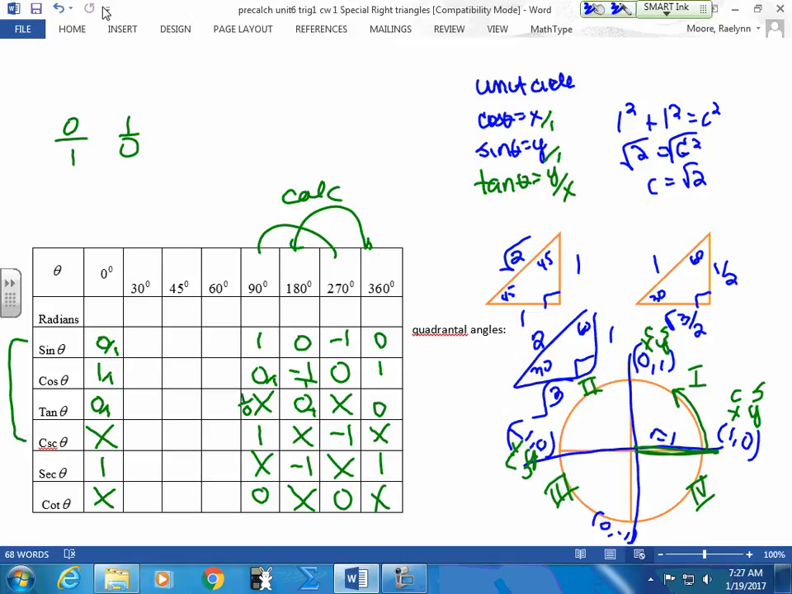So, for a 30-degree angle, I'm going to use Amani's. Can I use yours, or should I use this one? Either one.